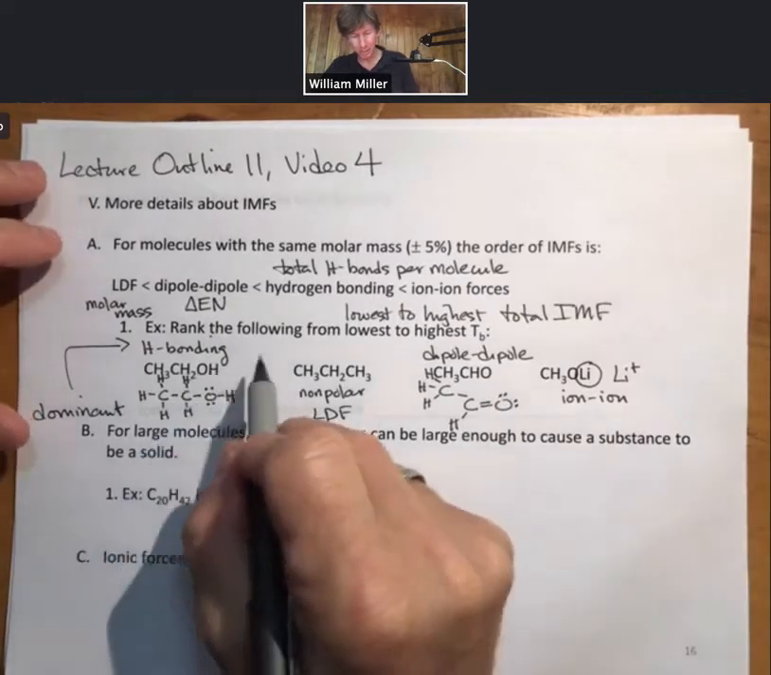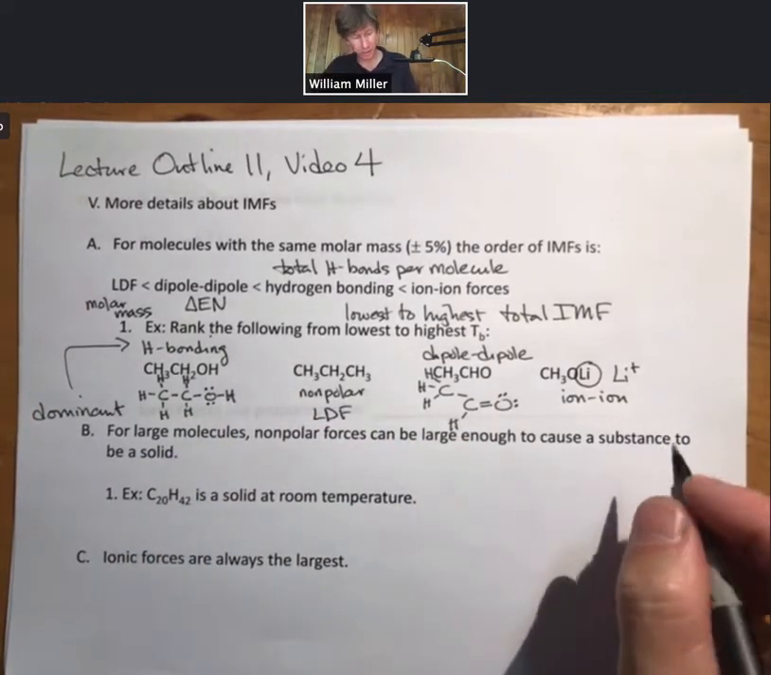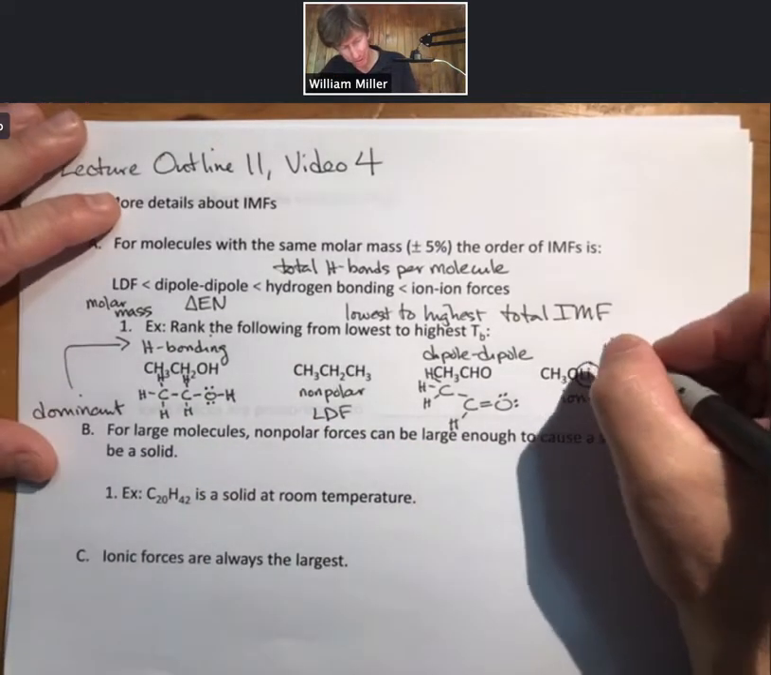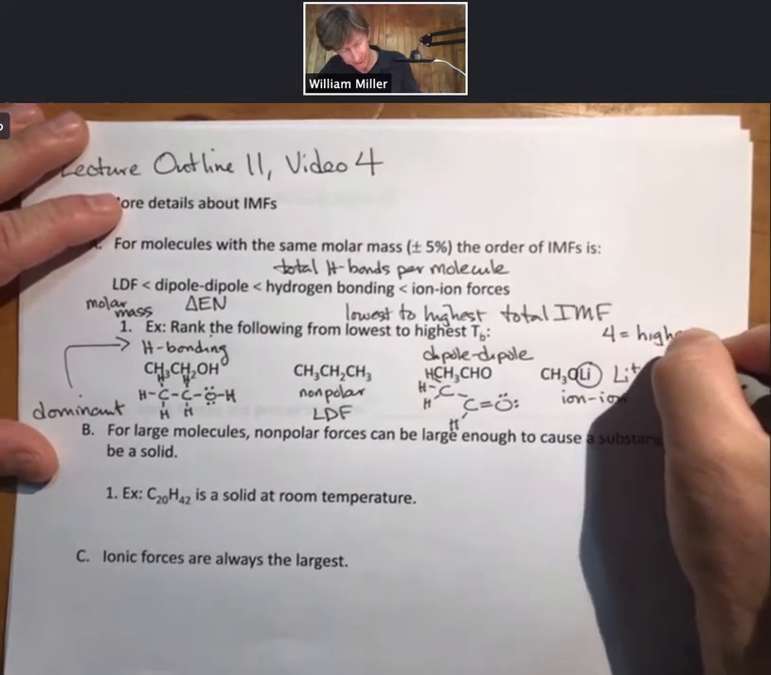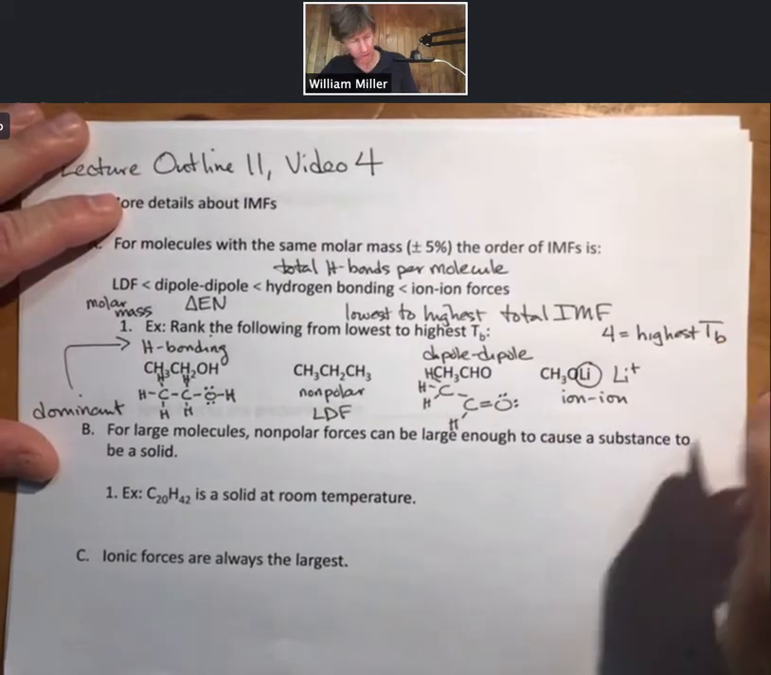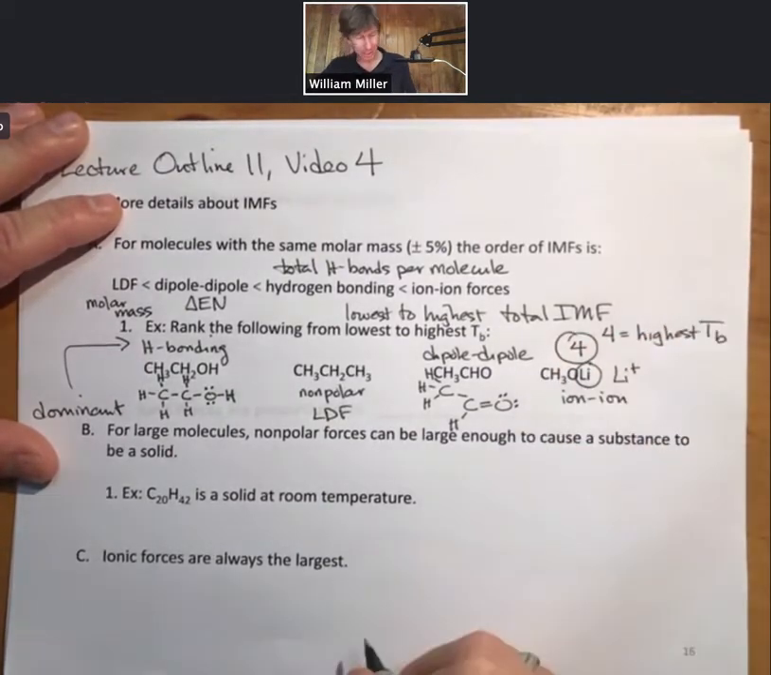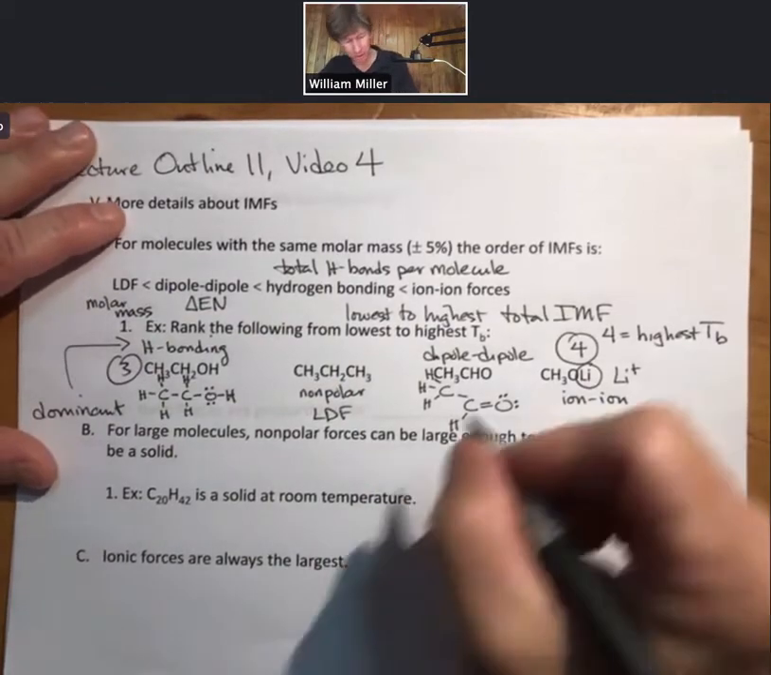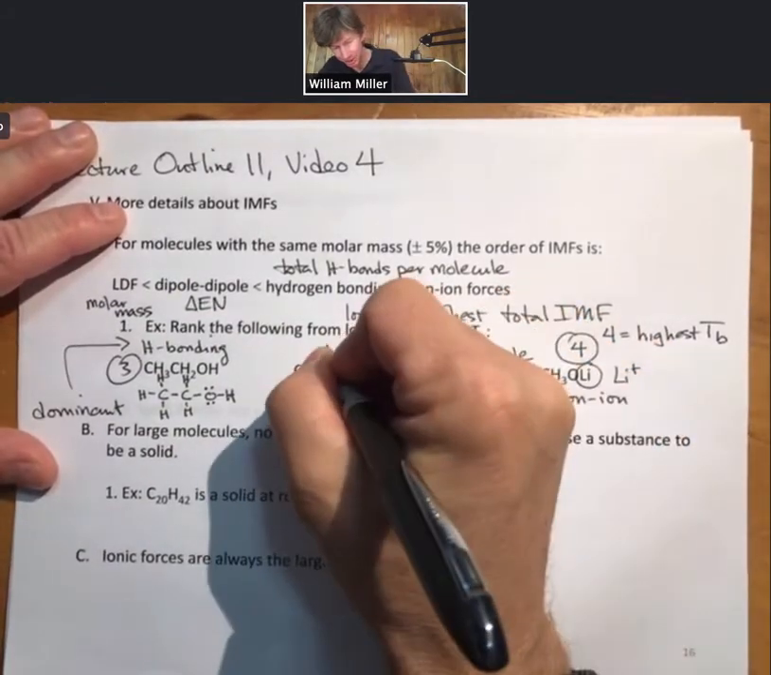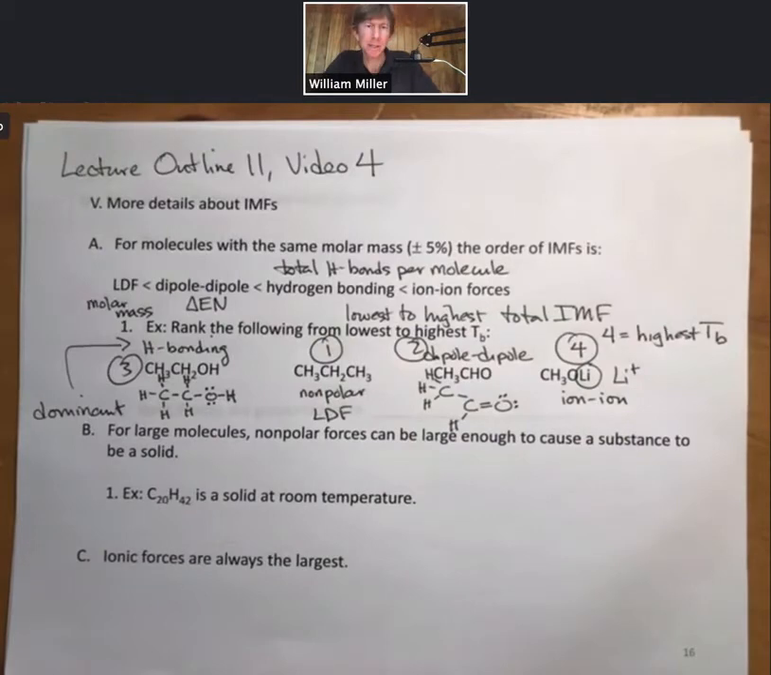So when it says rank the following from lowest to highest boiling point, let's call 4 the highest boiling point. That's ion-ion. 3 is going to be hydrogen bonding. 2 is going to be dipole-dipole forces. And 1, nonpolar LDF. Okay. And so that's the kind of analysis we're going to ask you to do on the exams.